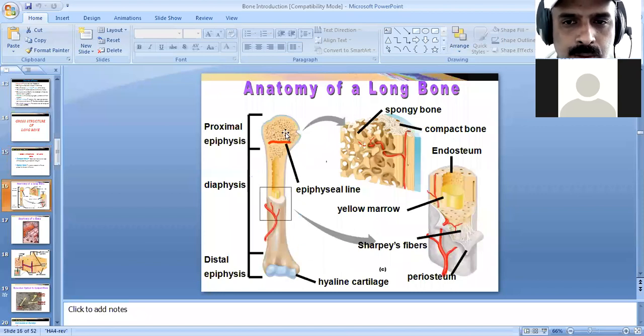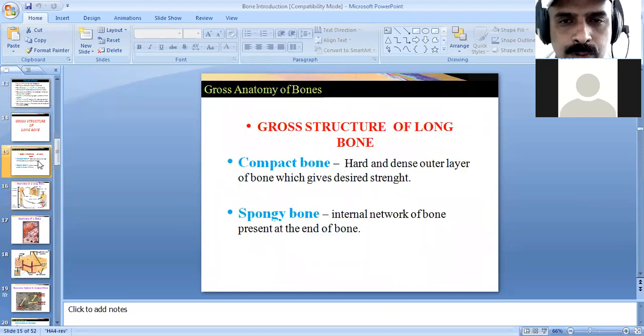When you see almost all the part of the shaft of the long bones, the outermost hard substance we are going to call compact bone, and a sponge-like network we are going to call spongy. So your network or sponge appearance, that we are going to call spongy. You have to remember the gross structure of long bone consists of the outermost one, which we call compact bone, a hard and dense outer layer of bone which gives desirable strength.